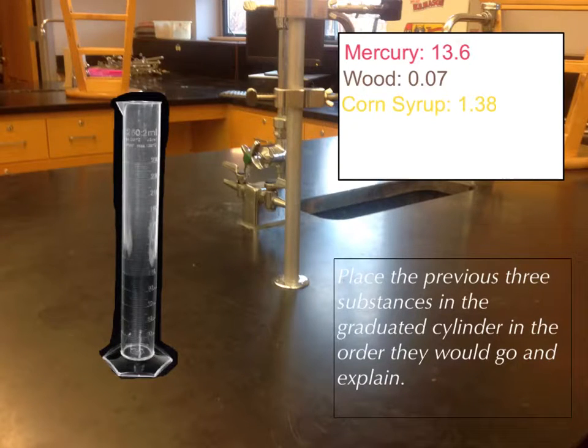The most dense item is going to go at the bottom, since they are most likely to sink, and the least dense item is going to go more towards the top, since they are most likely to float. First, we start off with the mercury, which is represented by red and is the most dense out of them all, so it's going to go first.